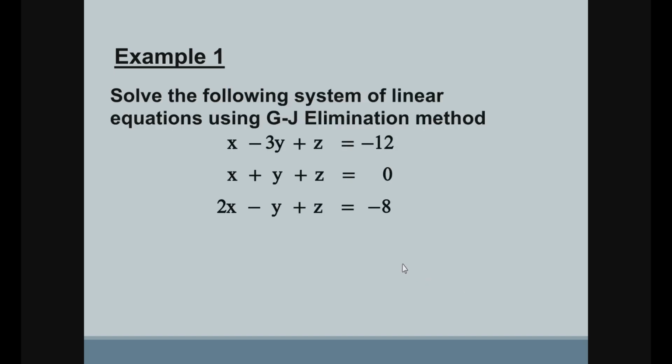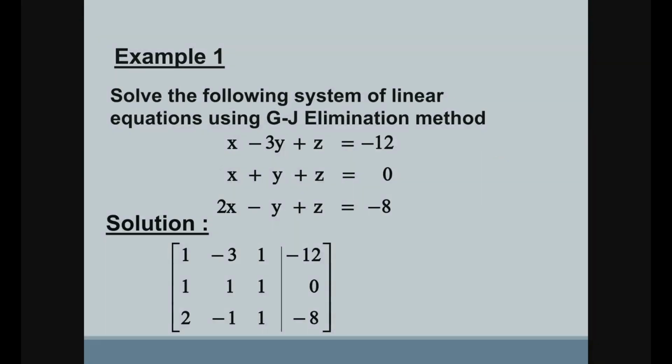For example 1, solve the following system of linear equations using the Gauss-Jordan elimination method. We need to change the system of linear equations to matrix form. Okay, this one x, 2x, -3, 1 and -1, 1, 1, 1, and then this is A, this is B. We need to change A to I, and then we get the solution matrix.